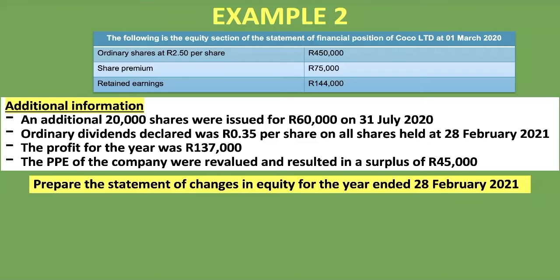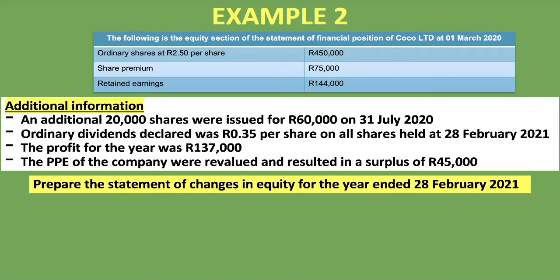Is it on the shares that we had at the beginning? Because at the beginning of the period, obviously we have ordinary shares worth 450,000 rand. But we know that during the period, we issued more shares. That means we have more shares in issue in the company. So we are told that we issued these dividends on all shares held at 28 February 2021. And that is at our year end, meaning that the dividends declared was on all shares that we held, the one that we had at the beginning plus the one that we issued during the period.